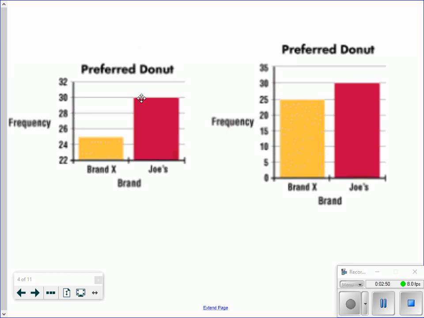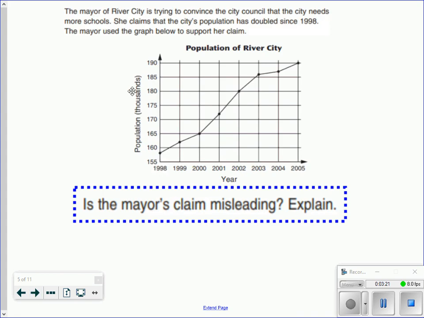Taking a look here, once again, it says preferred donut, Brand X or Joe's. So we have two graphs that have the same data because brand X right here looks like 25. And over here, brand X is 25. Same thing with Joe's is 30. Joe's is 30 here. But this one really shows the difference. The reason why on the first graph is because the y-axis is counting up by twos. On the other one, it's counting by fives. So you really see the difference when counting by twos. It's more detailed.